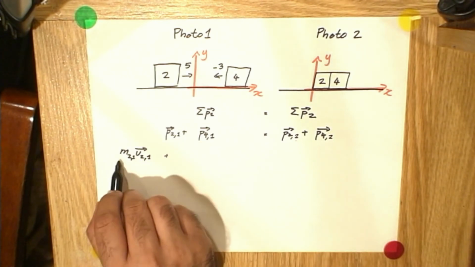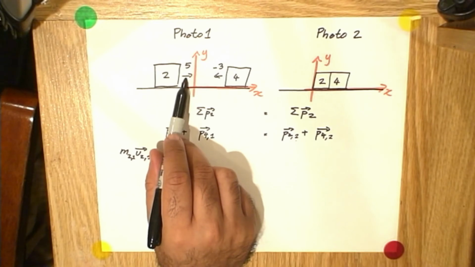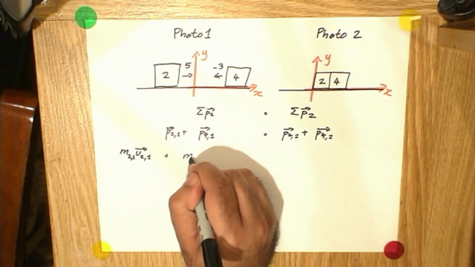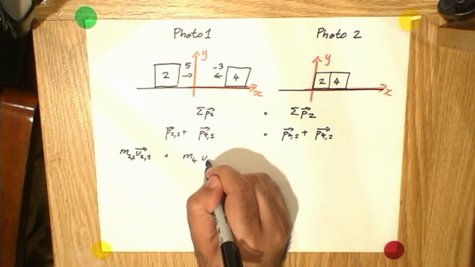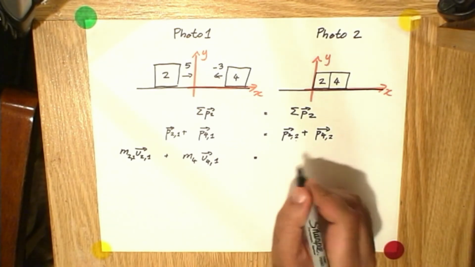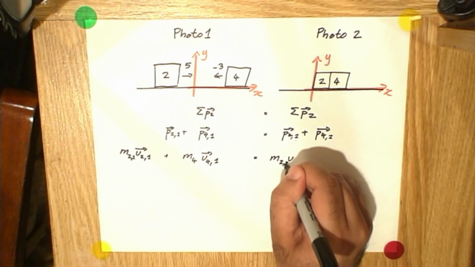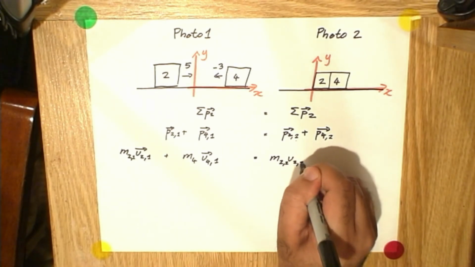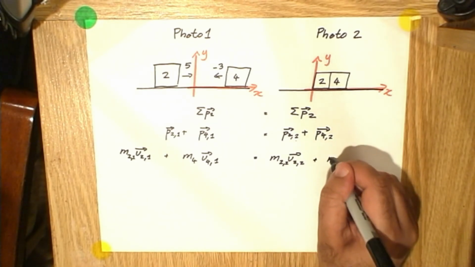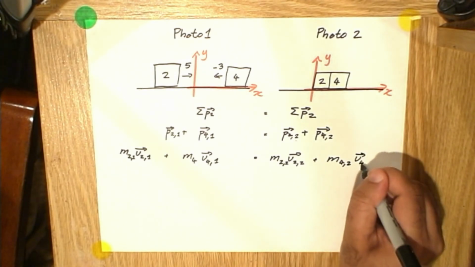Anyway, the mass of the 2 kilogram object in photo 1 times the velocity of the 2 kilogram object in photo 1 plus the mass of the 4 kilogram object in photo 1 times the velocity of the 4 kilogram object in photo 1 is all equal to the mass of the 2 kilogram in photo 2 times the velocity of the 2 kilogram in photo 2 plus the mass of the 4 kilogram in photo 2 times the velocity of the 4 kilogram in photo 2.